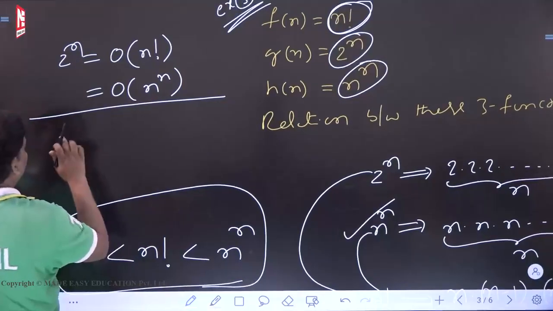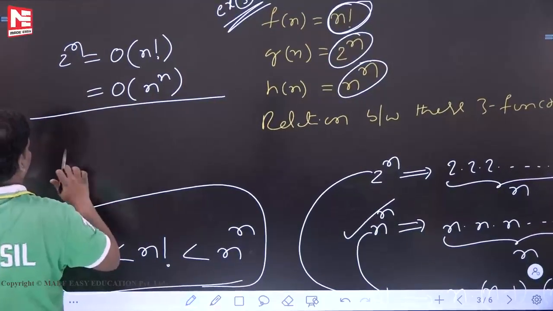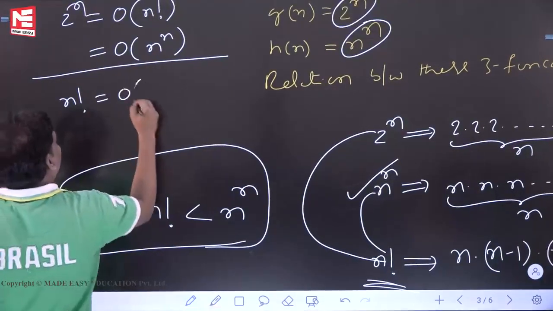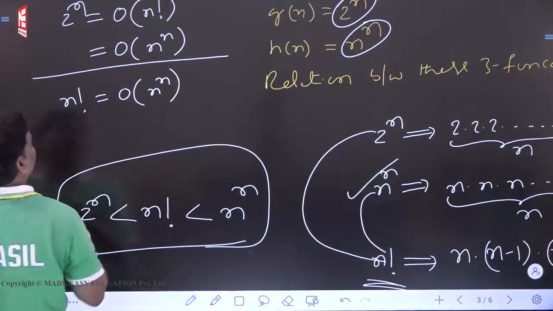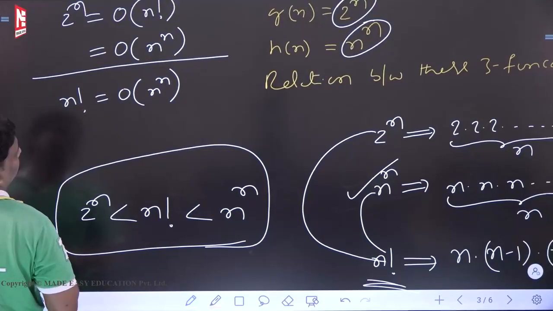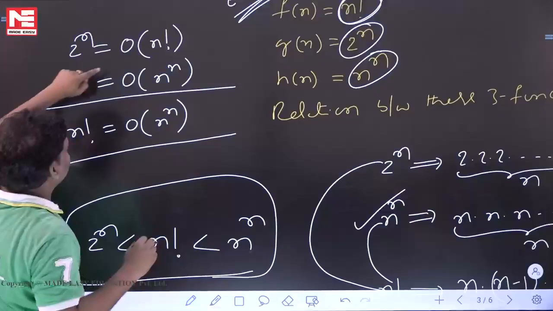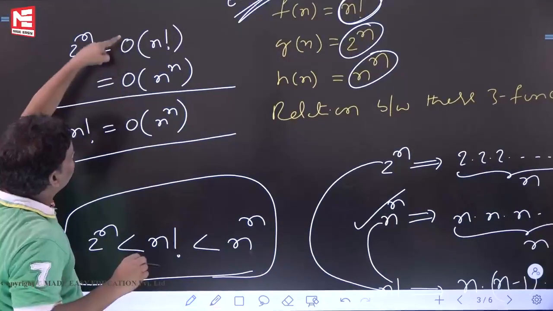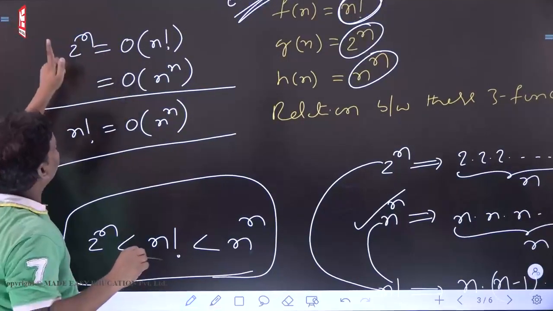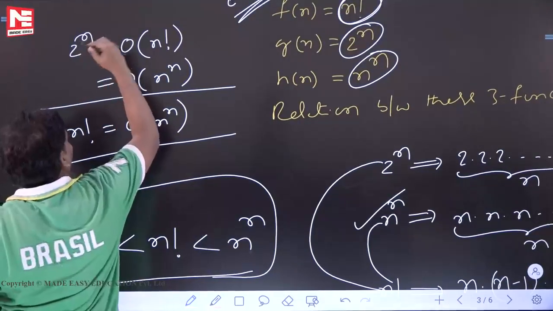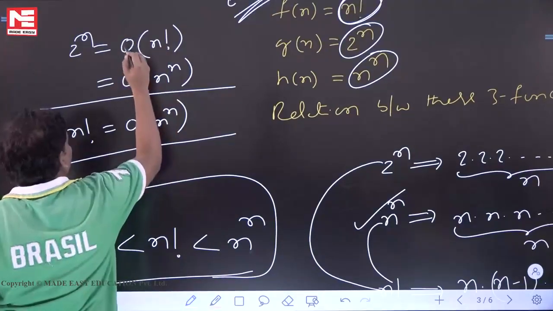Next one, see this also. N factorial is big O of n power n. If you want, there is one more interesting answer. You can also keep small o, because there is no constant which can make 2 power n and n factorial equal. So that is the reason it is not theta.